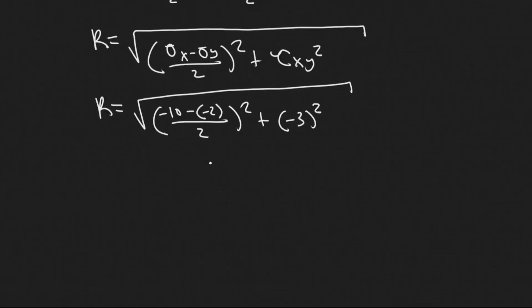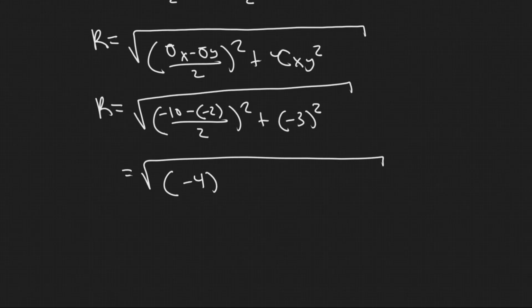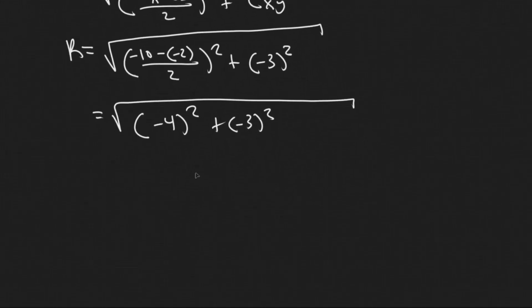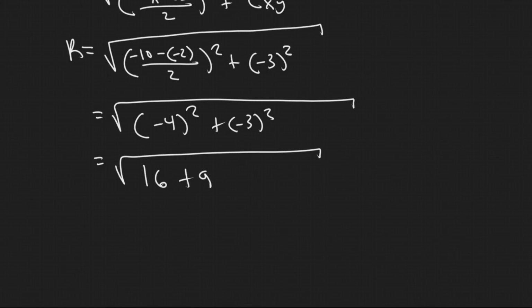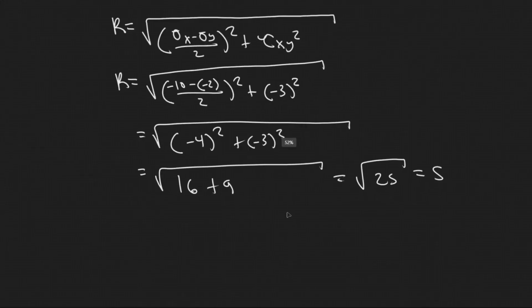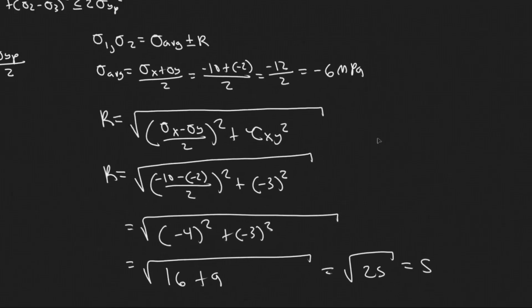Plugging this in, so -10 minus -2, that is -8, and then you're dividing by 2, so this is equal to -8 over 2, which is -4. So -4 squared is 16, and then 3 squared is 9. So you have the square root of 25, which is just 5. You should just know that. So 5 is your R value.